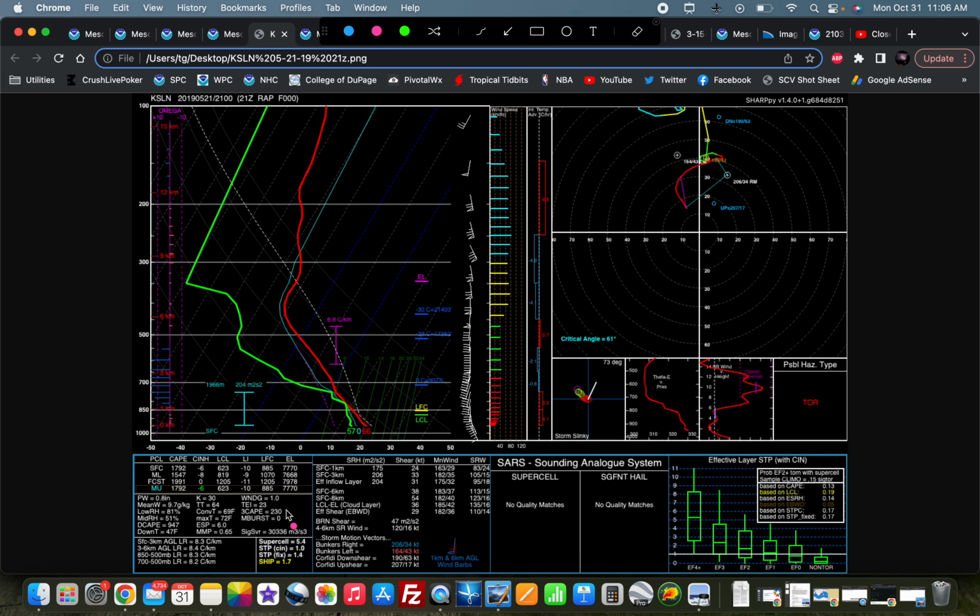0 to 3 kilometer CAPE, 230. That is outrageous 3 CAPE. So any low-level spin was going to be stretched into the vertical very, very efficiently to produce tornadoes with supercells that fired. And you can see here the wind profile did favor supercells. You can see some curvature in the low levels there, and this is often what we see with these cold core setups.